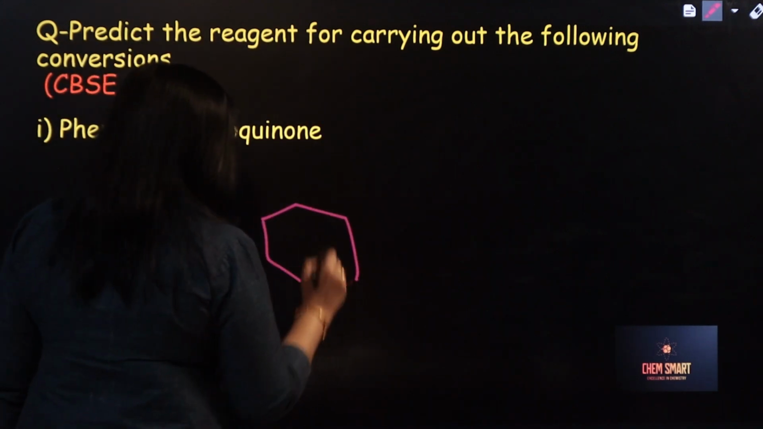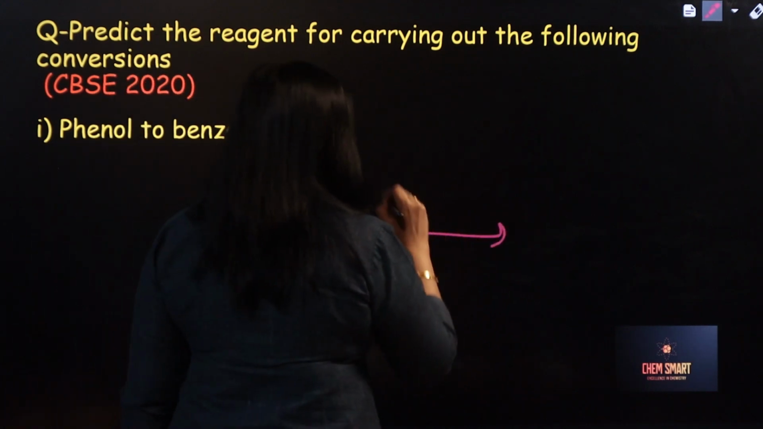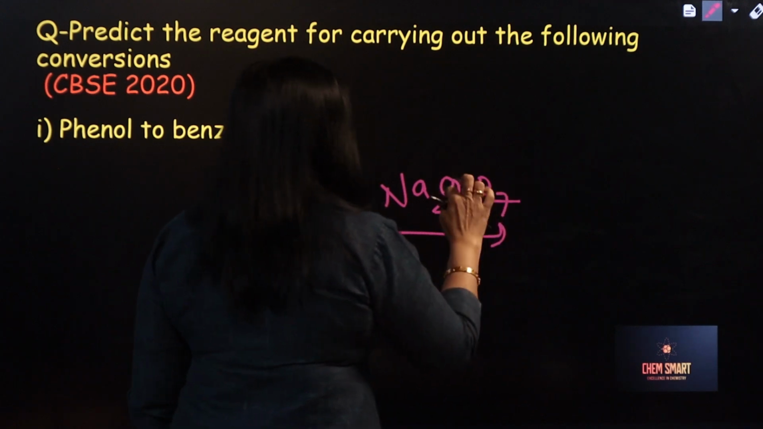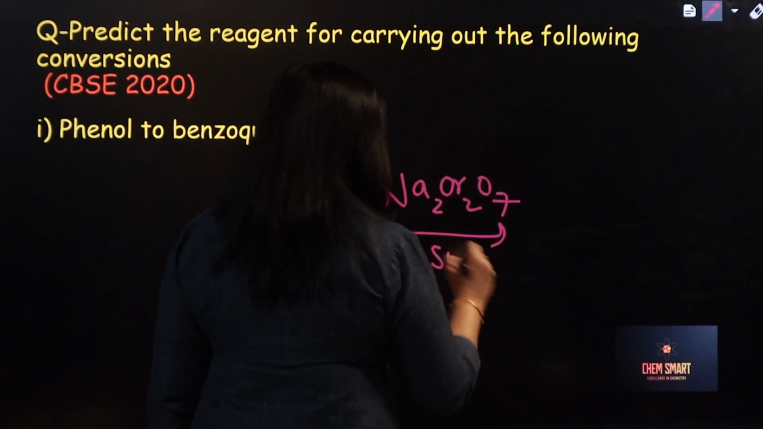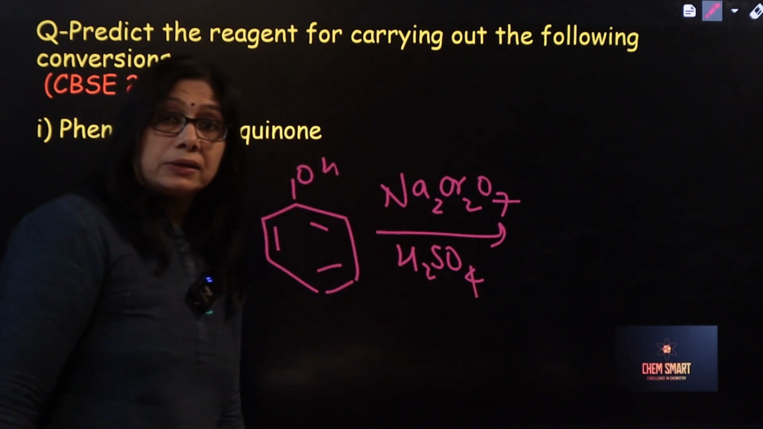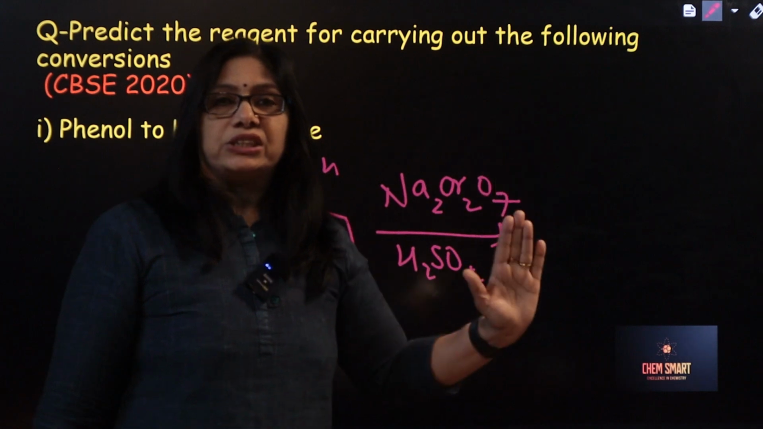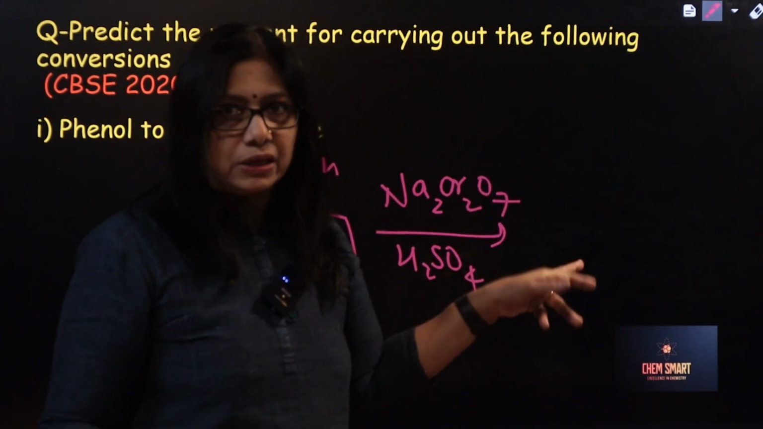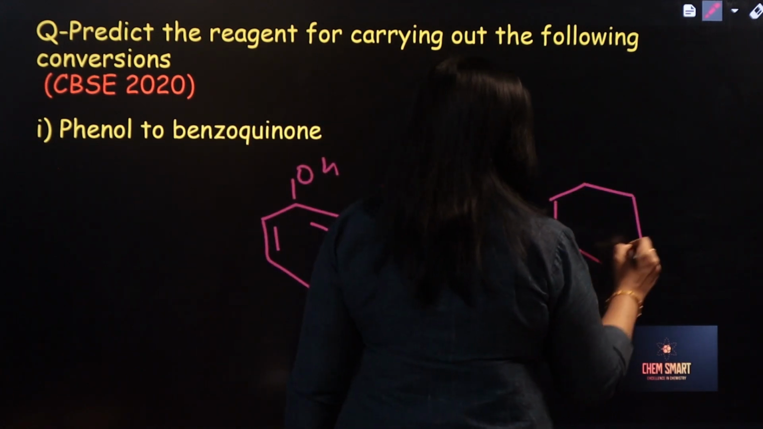Phenol, when you oxidize using acidified sodium dichromate, Na2Cr2O7, in the presence of H2SO4, that is acidified dichromate. Sometimes they will write Na2Cr2O7/H+. That means in the presence of acid. It is getting repeated in the same session. Okay. Then you will get benzoquinone.